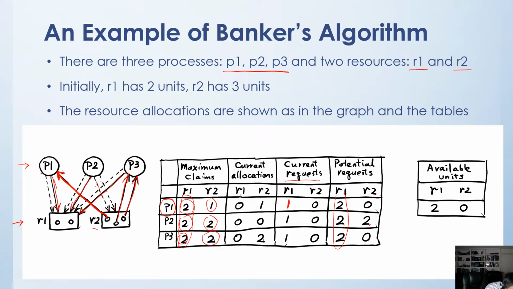Now here's the availability. Available units for each resource. R1 right now has 2 units available. Even though there's a claim, it hasn't been allocated yet, so there are 2 available. And for R2, there are 3 units, but 1 unit is allocated to P1, 2 units are allocated to P3, so there's nothing left. Okay, so that's the current state.